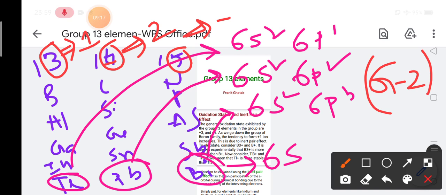So this concept is not only valid for group number 13, it is also valid for groups 14 and 15. This concept is called the inert pair effect, because these two electrons from the 6s2 orbital are not participating in bond formation. They act as an inert electron pair. So this concept is known as the inert pair effect. I hope you have understood this concept.